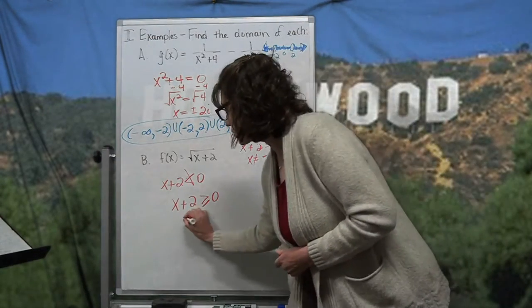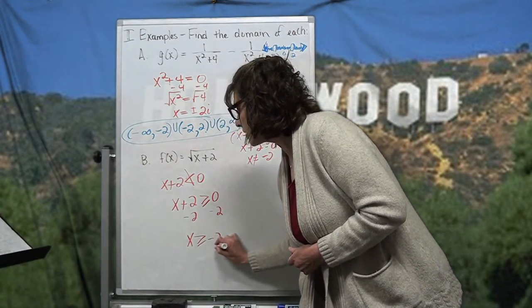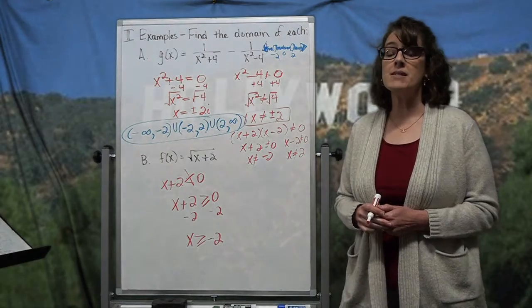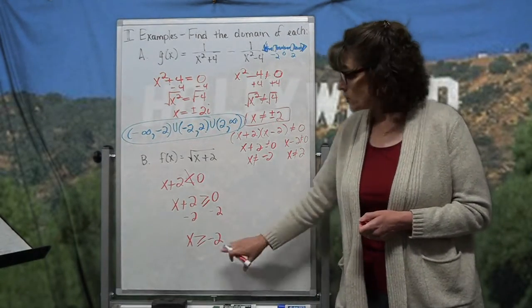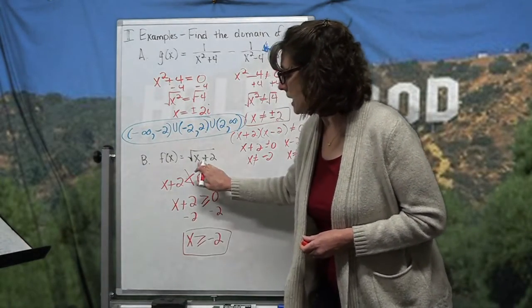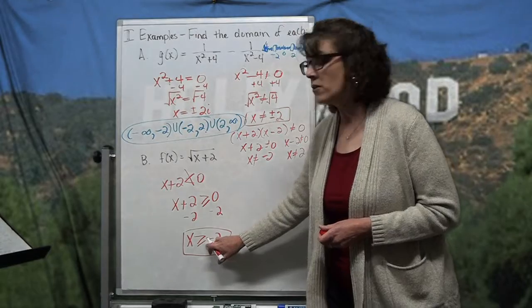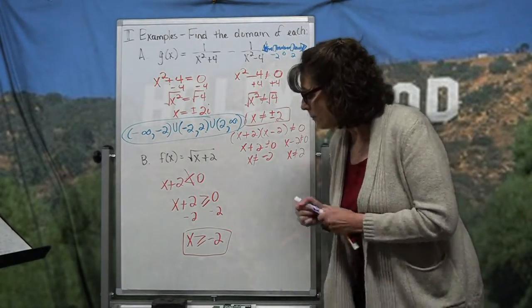So I'm going to subtract 2 from both sides, giving me x greater than or equal to negative 2. Remember, the only time you flip that symbol is when you multiply or divide by a negative. I didn't even multiply or divide at all. So here is my criteria. All the numbers that I'm going to put in here need to be bigger than negative 2, or it can be negative 2.